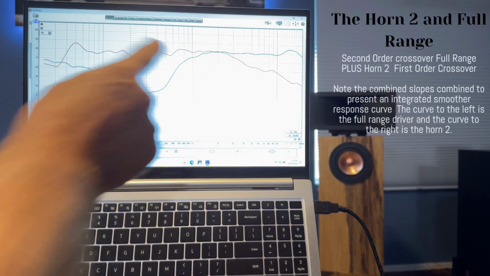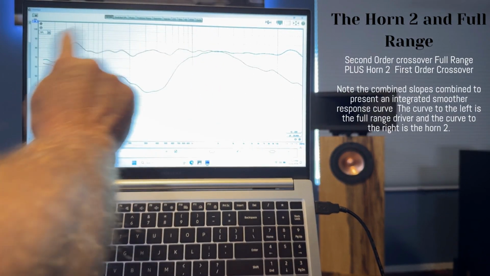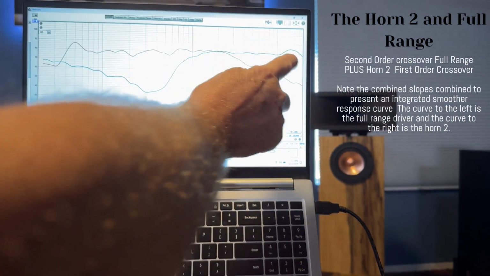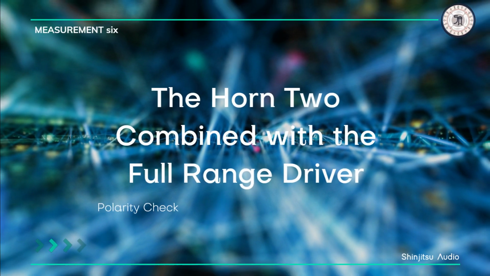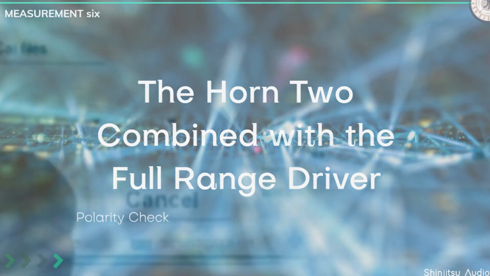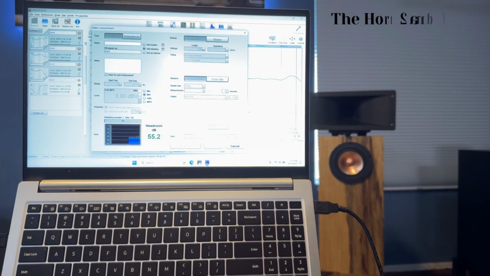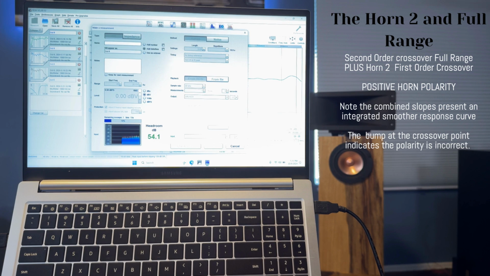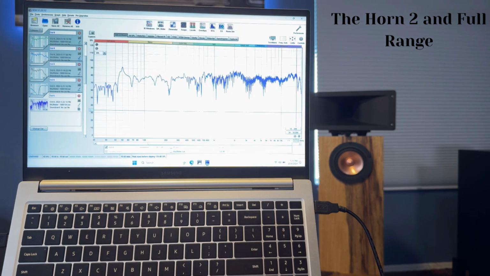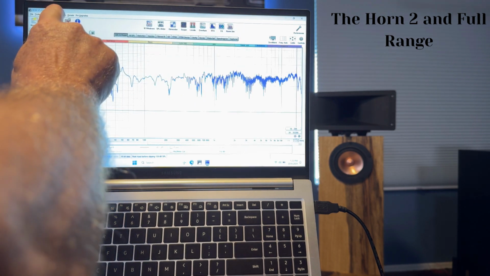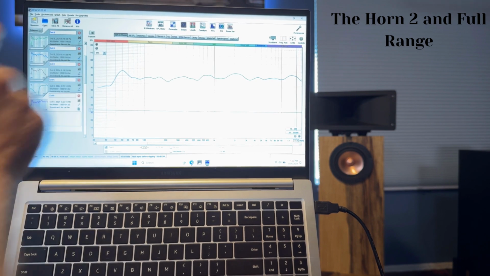This is an example of how the horn 2 and the full range driver integrate to form a combined slope that is practically flat. Here the horn is in positive horn polarity, meaning that it's plus to plus, minus to minus, and this shows what happens when a second order crossover matches with a first order crossover in positive polarity. That's not the ideal way to do it because you usually get a bump at the crossover frequency, which you can clearly see here.